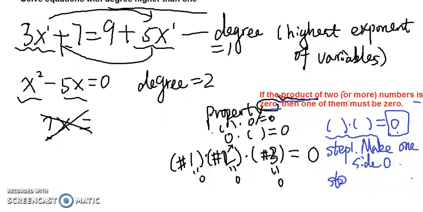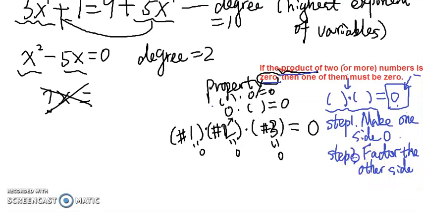Now step 2, the first thing you want to make sure is that one side is 0. In this case, I have the right side equal to 0. So we'll first make the right side 0. And the left side, you have to make sure it's a product. So how do you get a product if it's not a product? We factor the other side, because we know factoring can change anything to a product. Factor the other side, and that's step 2.